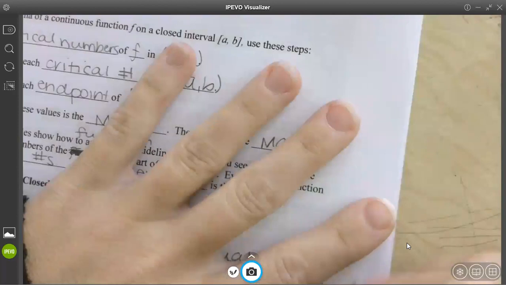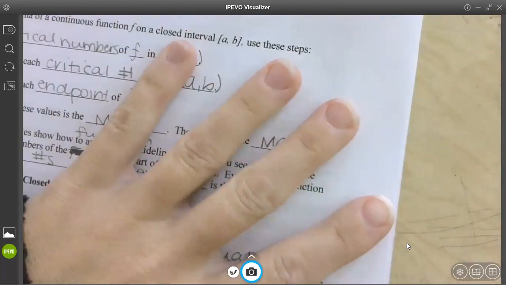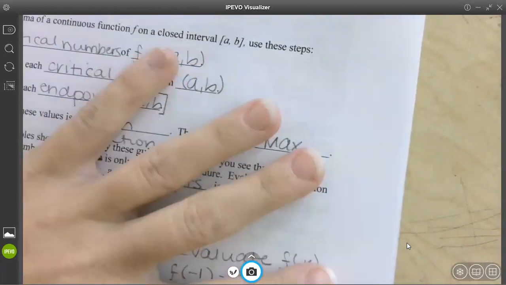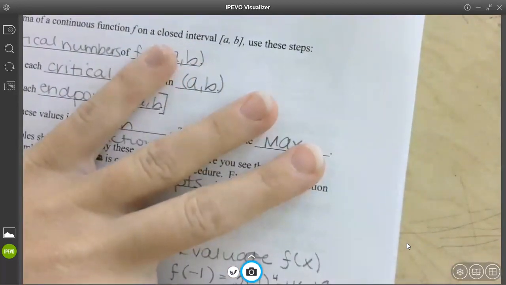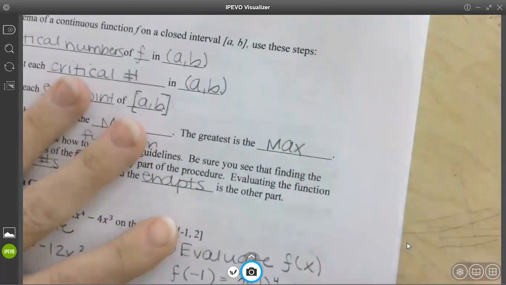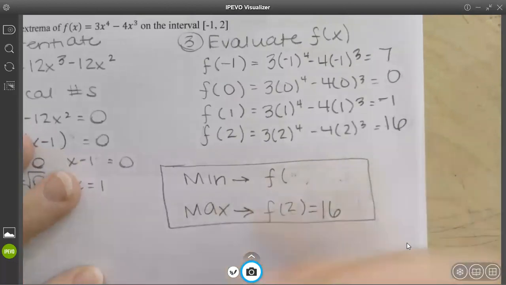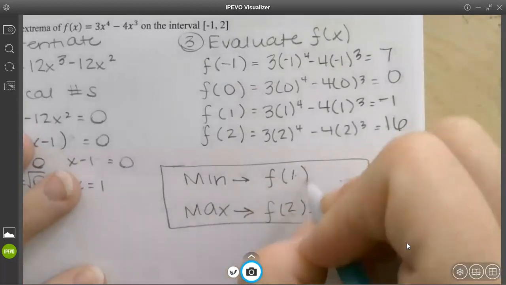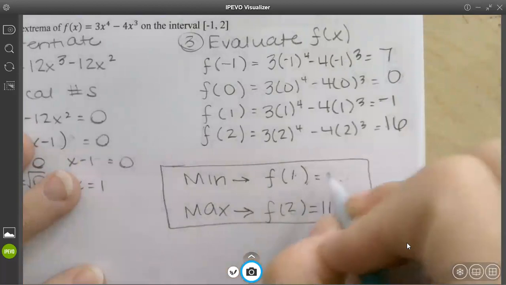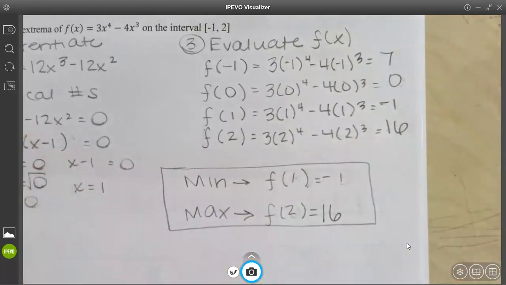I know. It's me. I'll tell you why it's jacked up. You should have yelled at me. It should be 7, 0, -1, and 16, which makes f of 2 equals 16, your max. Sorry, y'all. And f of 1 equals -1, your min. I apologize.